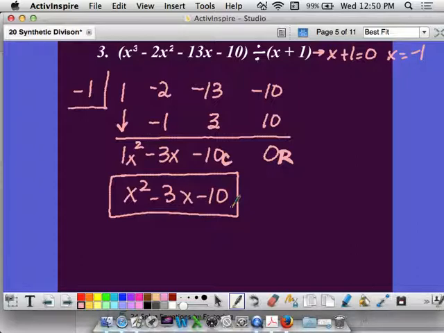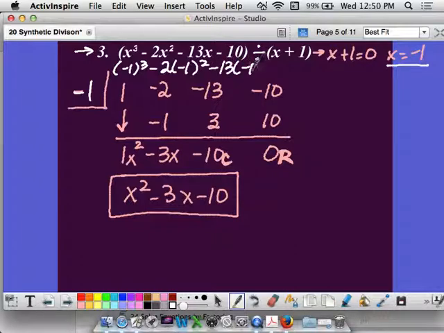At the end you're going to see that you have no remainder. But again, I can check this by taking negative 1, whatever I've used here, and plugging it back up into the top. That would be negative 1 cubed minus 2 times negative 1 squared minus 13 times negative 1 minus 10. When I find that answer, it's going to be 0. Remember to keep your negative in parentheses. Synthetic division.